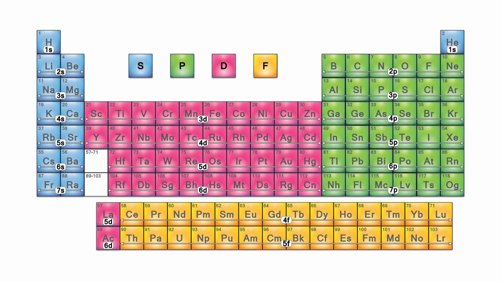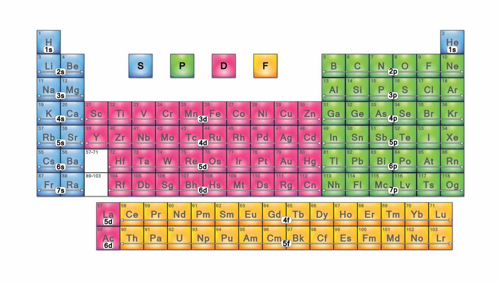Moving to the right, we find the P block, which includes groups 13 through 18. Here, elements are filling their P orbitals. Remember, P orbitals have that characteristic dumbbell shape. This block includes a wide variety of elements, from metals to nonmetals, culminating in the stable, noble gases.